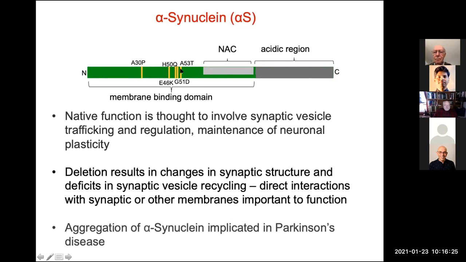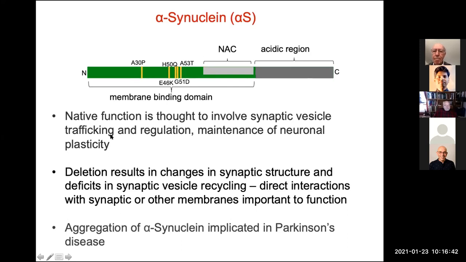There are a number of point mutations that are linked to early onset familial forms of Parkinson's disease. These are all found down here in the membrane binding domain. And actually, I think I'm missing an A53V also. So there's probably others that are going to be discovered over time.